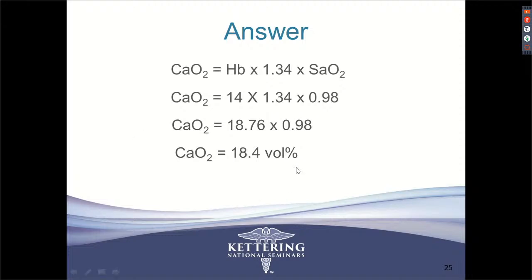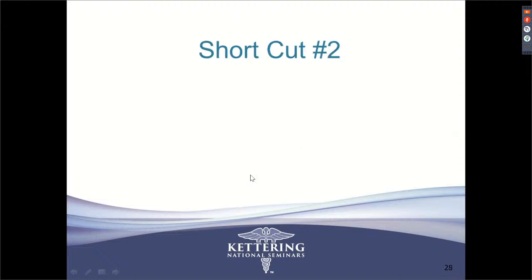Again, you may not see 18.4 in your answer on the test, but 18.4 is very close to 18.7. And so that's the answer that I'm going to pick. I'm going to pick the answer on the test that's closest to the answer I come up with on my shortcut. All right, so that's one way.